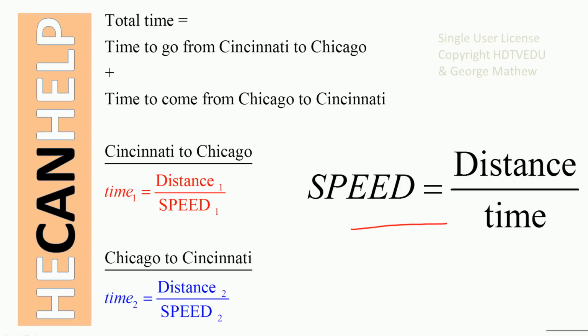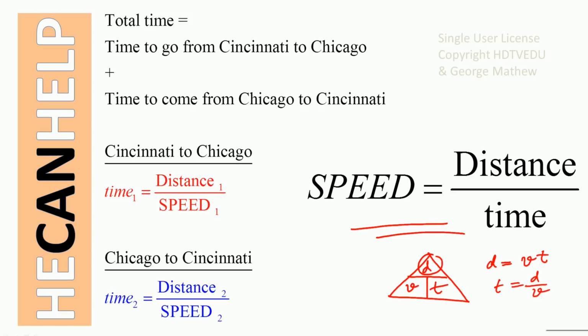So we start with speed is equal to distance divided by time. So what is time? Time is distance divided by speed. Just rearrange. Speed is equal to distance divided by time. So what is distance? Distance is speed times time. What about time? Time is distance divided by speed. And what about speed? Distance divided by time. So from speed is equal to distance divided by time, we see that time is equal to distance divided by speed.